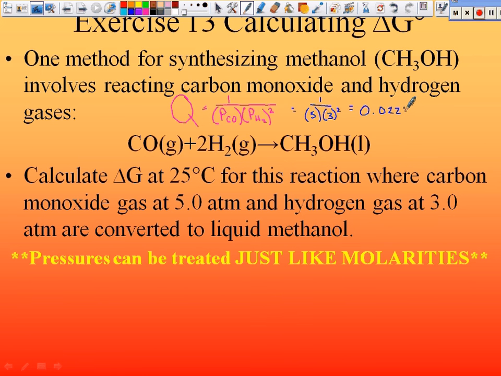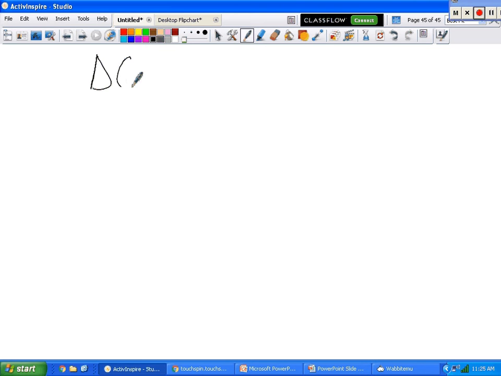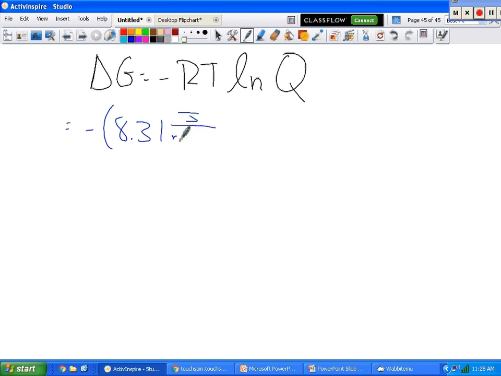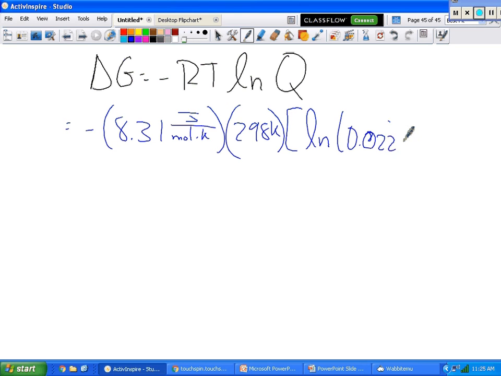Plug it into negative RT ln. So we've got delta G equals negative RT ln Q this time. Okay, so R is 8.31 joules per mol K. Temperature was 298 Kelvin, and the ln of 0.022. Yeah, that is the energy constant. If you have to use R, you have to use that number.